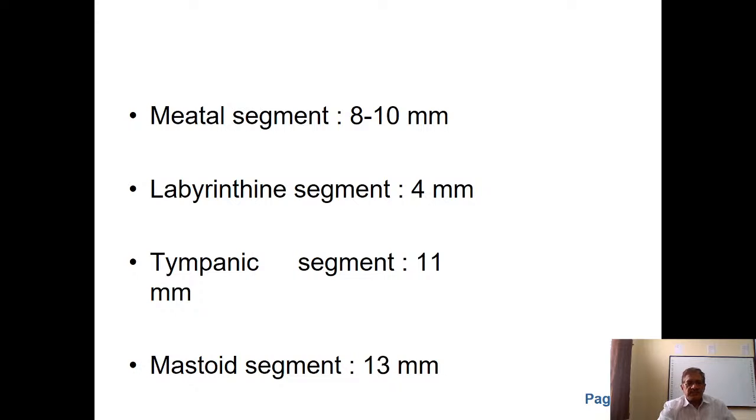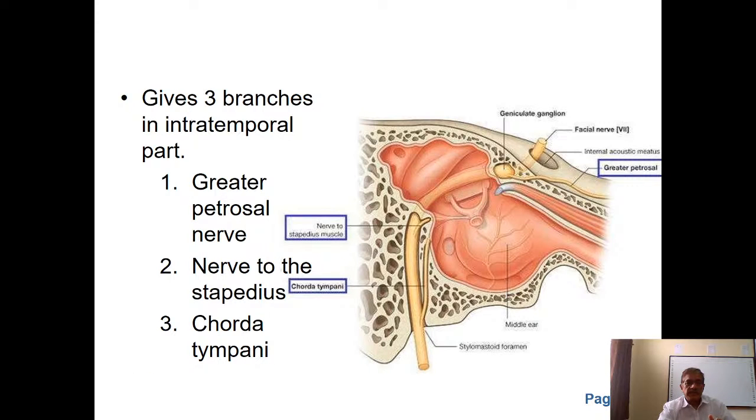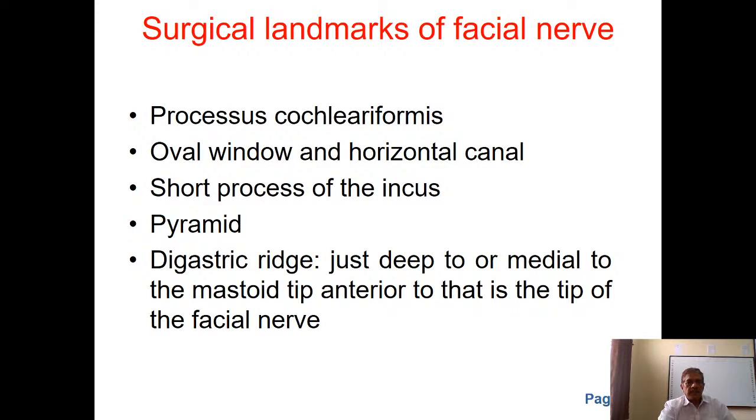And these are the dimensions which are given. Once you are aware and familiar with the basics, then we can go into further details of the facial nerve, its various branches, and how to identify the facial nerve course. And surgical landmarks for the facial nerve are important, because that is how we can trace the facial nerve even when there is a disease.